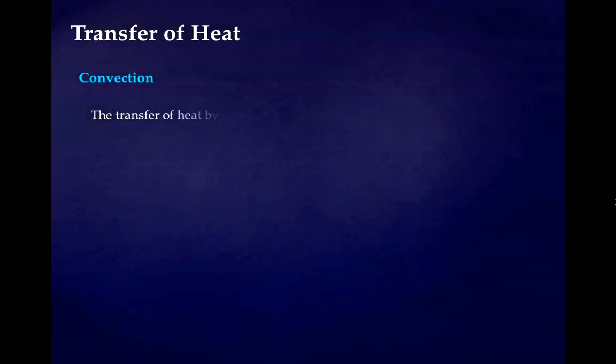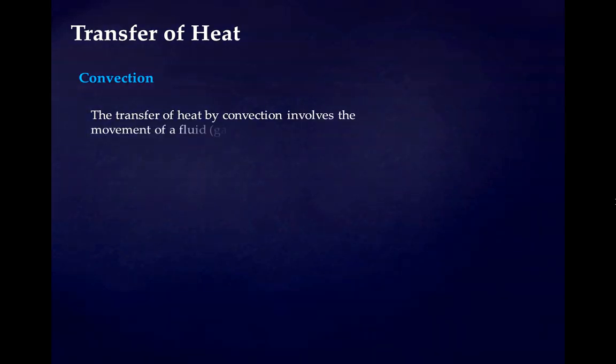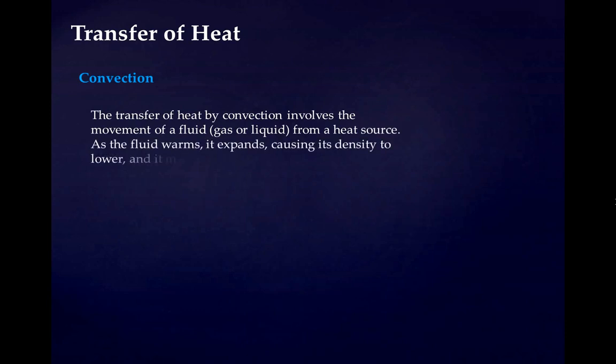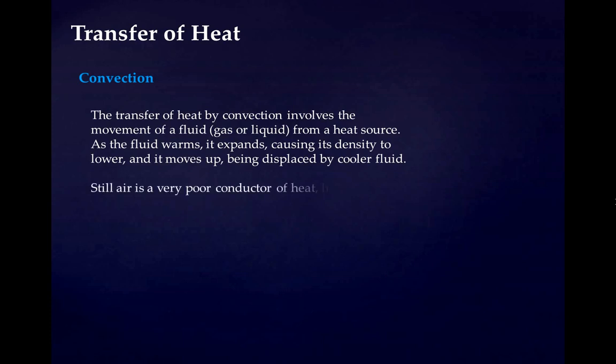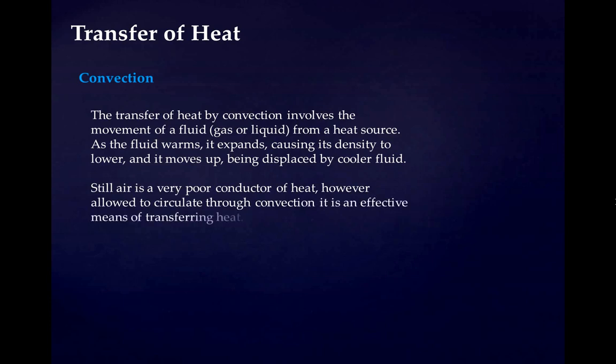Convection. The transfer of heat by convection involves the movement of a fluid, gas or liquid, from a heat source. As the fluid warms, it expands, causing its density to lower, and it moves up, being displaced by cooler fluid. Still air is a very poor conductor of heat. However, allowed to circulate through convection, it is an effective means of transferring heat.